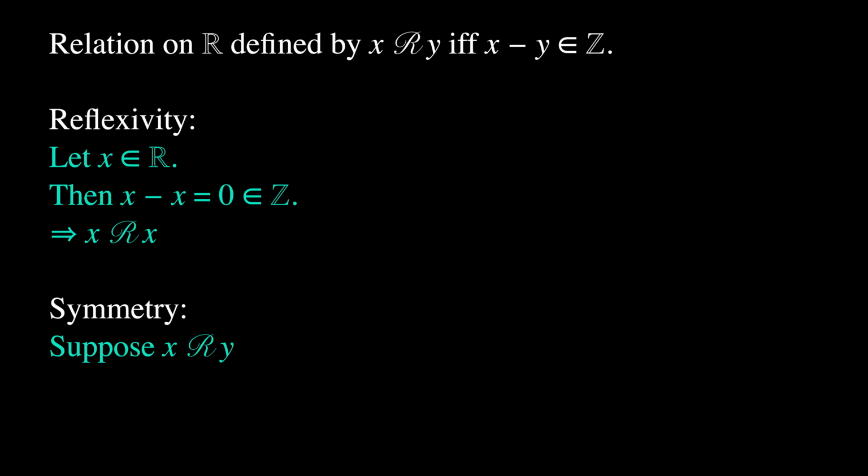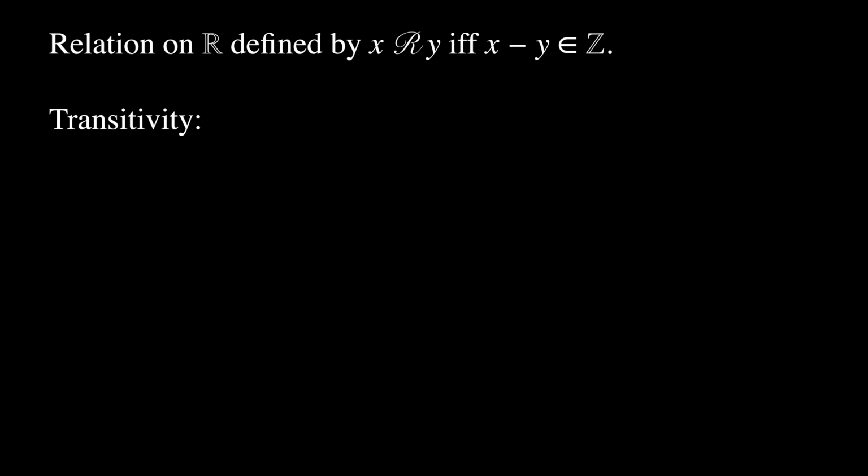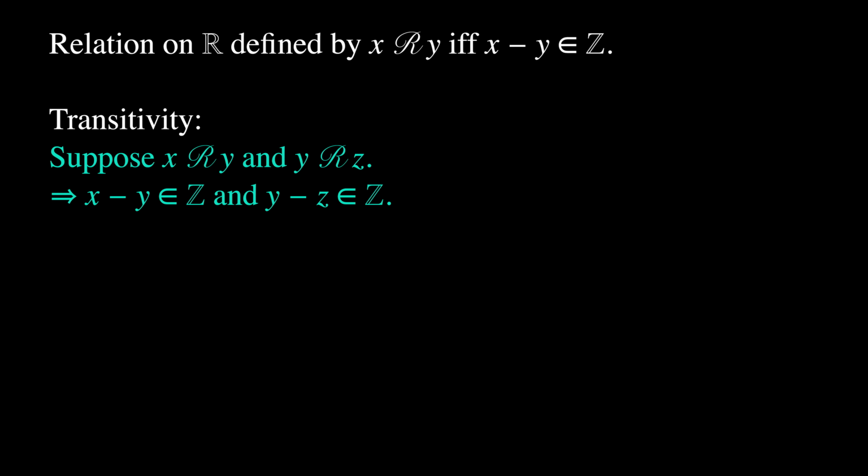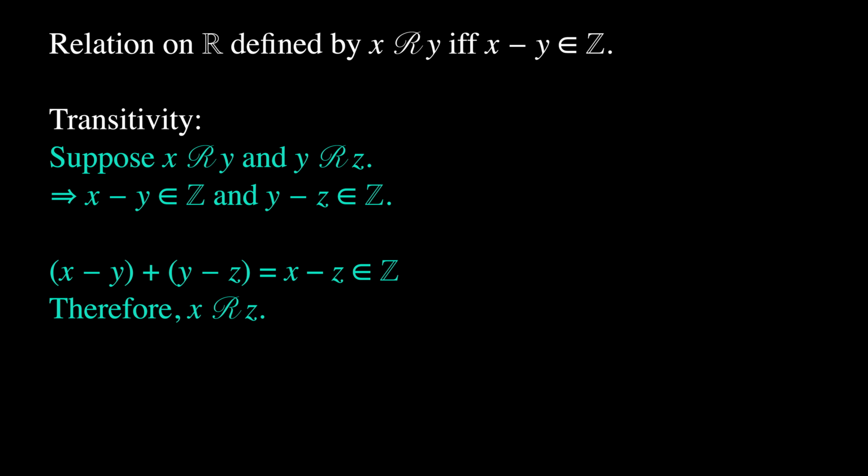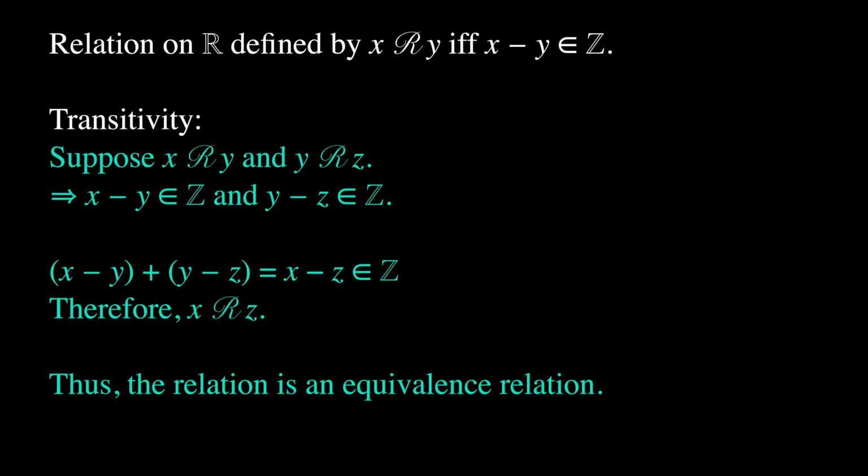Now for symmetry, suppose x is related to y, so x minus y is in Z. Since the negative of an integer is indeed an integer, y minus x is in Z, and hence y is related to x, and the relation is symmetric. Now for transitivity, suppose x is related to y and y is related to z. Then x minus y is an element of Z and y minus z is an element of Z. But the sum of integers is an integer. So if we rewrite x minus z as x minus y plus y minus z, we can see x minus z is indeed in Z. Therefore, x is related to z and the relation is transitive. And thus, the relation is for sure an equivalence relation.